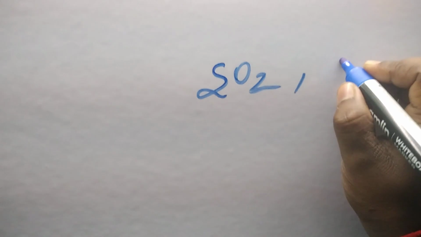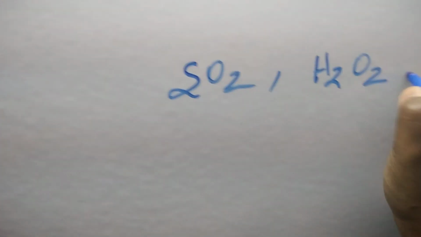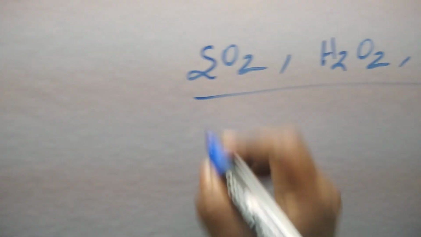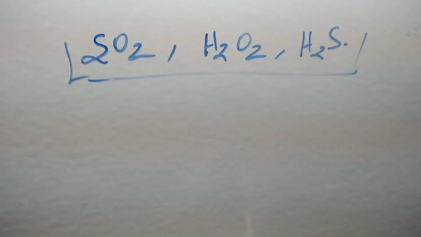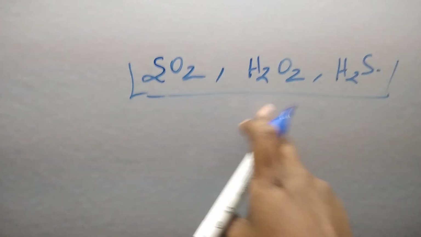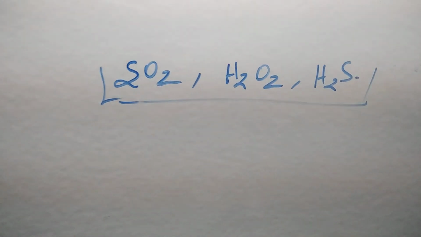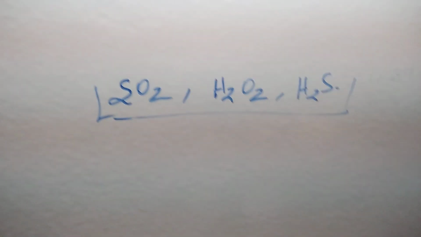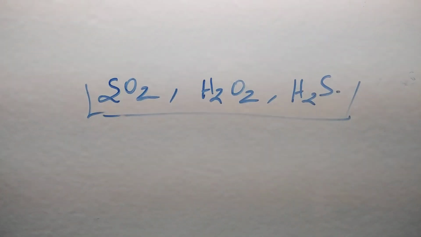now students, I am going to write a few compounds. SO2, then H2O2 and H2S. These three compounds are both oxidizing and reducing agents. Okay students, they can oxidize as well as reduce. Now move on to the examples.